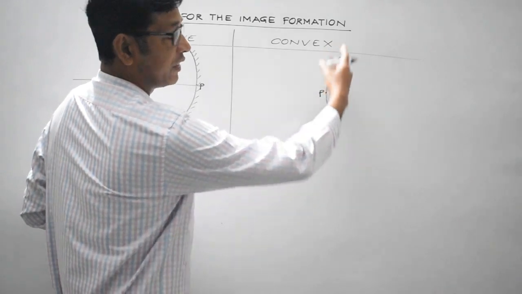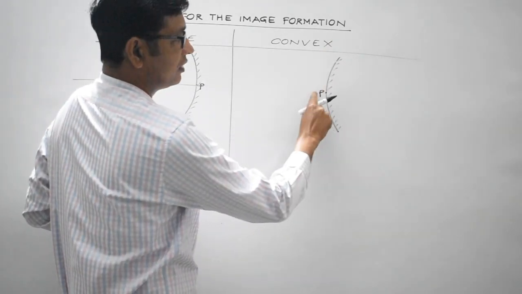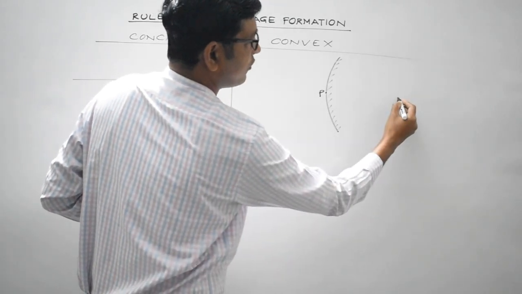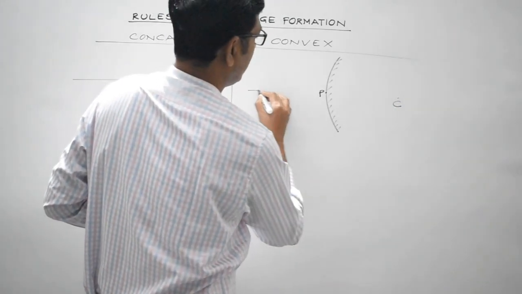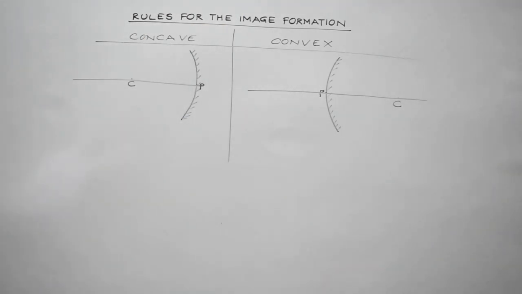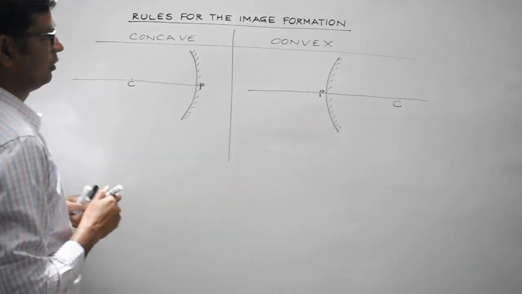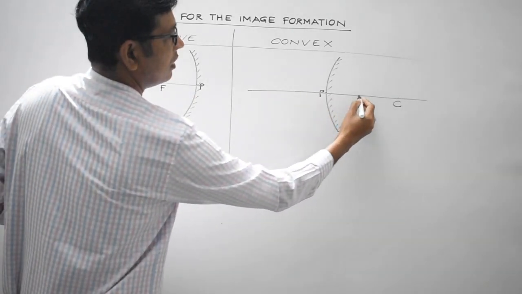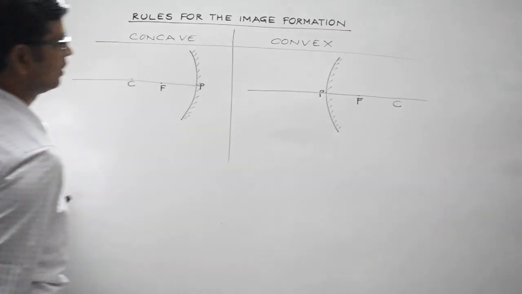This is a convex spherical mirror. Its reflecting surface is away from the center of the hollow sphere of which it forms a part. The line joining P and C, that's the principal axis. Now, as we have discussed, the midpoint of P and C is the focus. Now let's concentrate on the first rule.